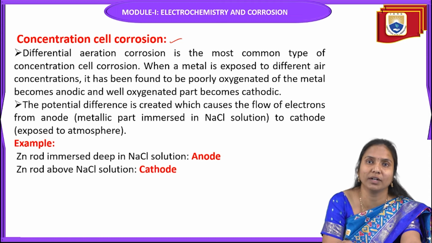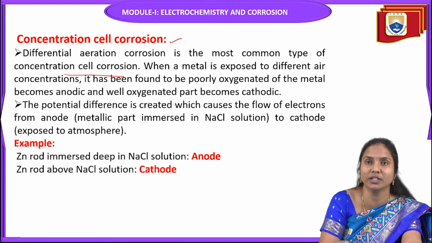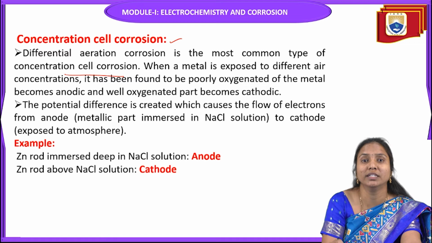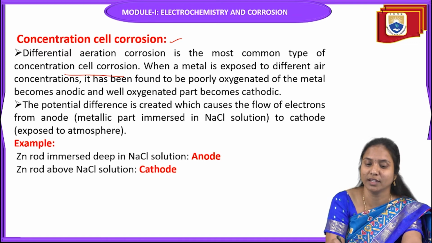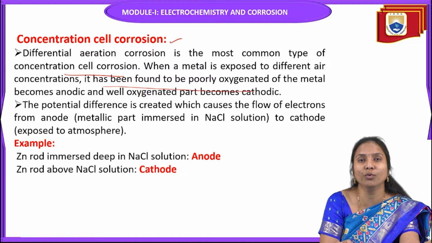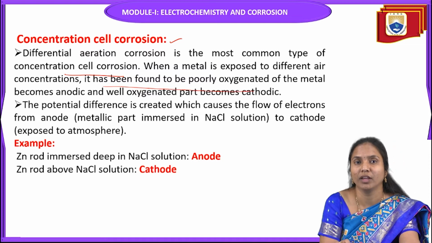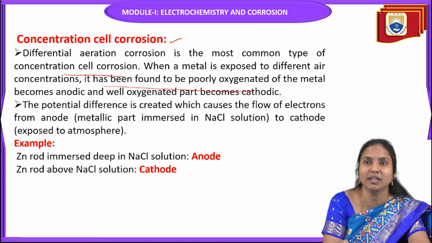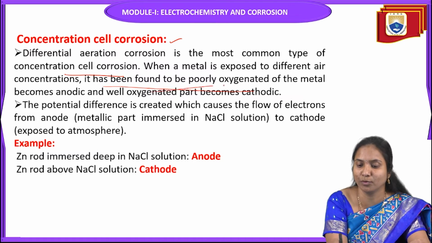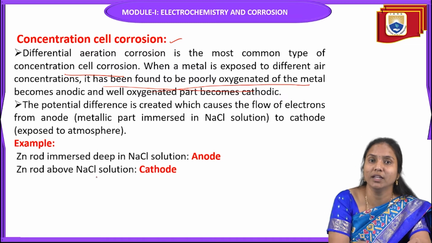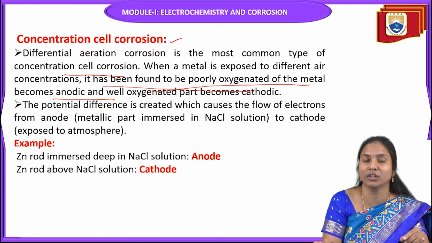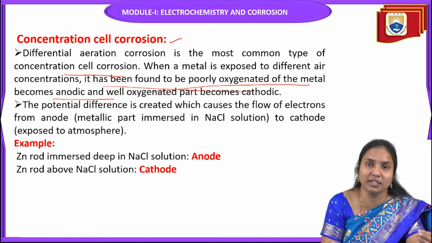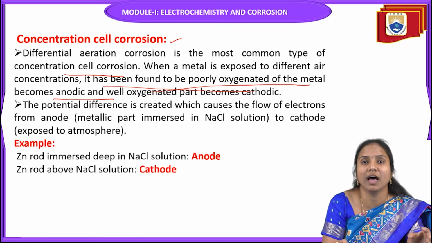It is the most common type of concentration cell corrosion, when the metal is exposed to different air concentrations. The area found to be poorly oxygenated, where less oxygen is present, is the part that acts as cathode. Here the poorly oxygenated part of the metal becomes anode. So the part with less oxygen at the metal surface acts as anode.